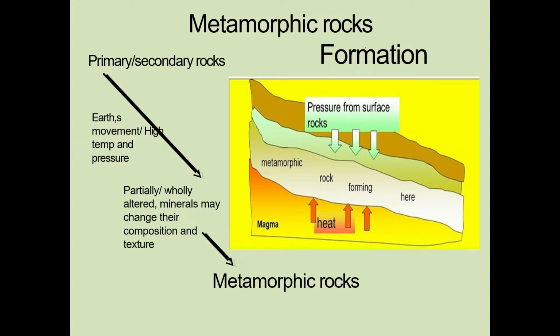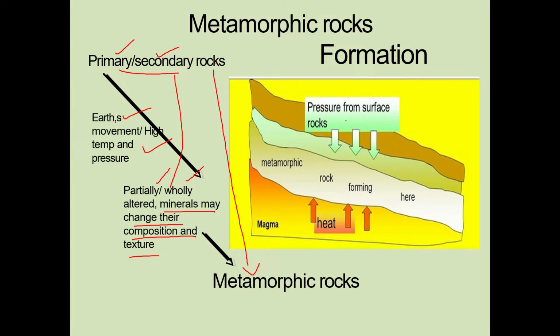How is metamorphism taking place? The primary rocks, that is igneous rocks, and secondary rocks, that is sedimentary rocks, during the Earth's movement, high temperature and pressure is produced, and these particular rocks are getting partially or wholly altered. Their minerals may change their composition and texture, and they will form into metamorphic rocks.